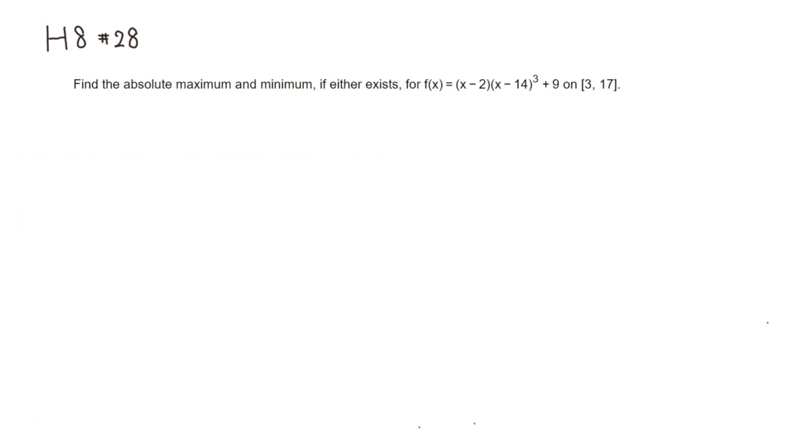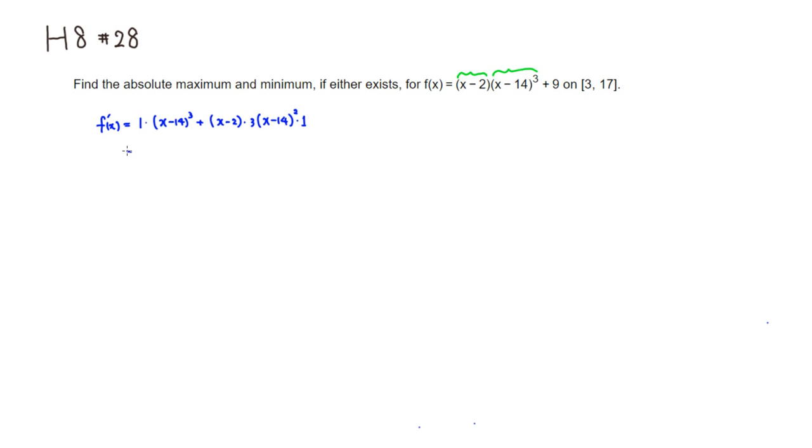First we have to take the derivative so that we can find critical numbers. So f prime of x is equal to, we have two things multiplied together. This is the first guy, this is the second guy, so we're going to use the product rule. The derivative of the first guy is 1 times the second guy, so it's the quantity x minus 14 cubed, plus first guy x minus 2 times the derivative of the second guy, which is 3 times the quantity x minus 14. Subtract 1 from the power, then multiply by the derivative of the inside, which is going to be 1 anyway.